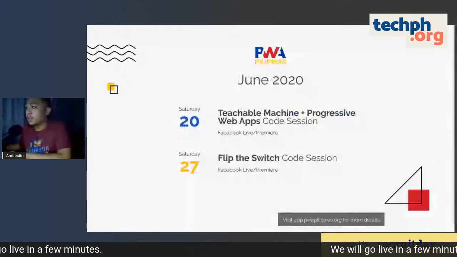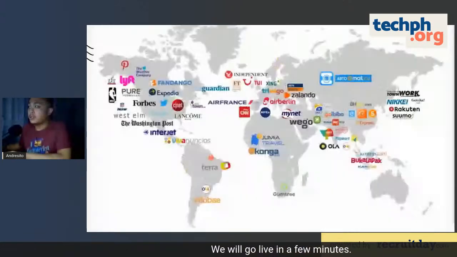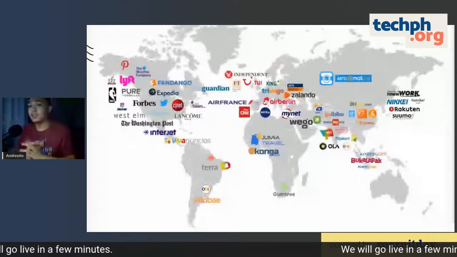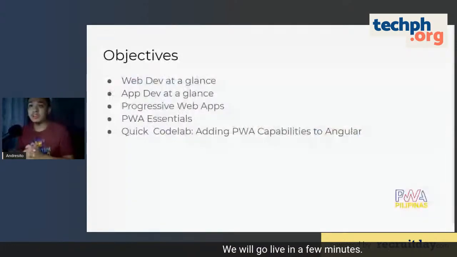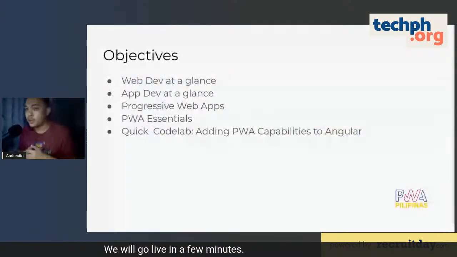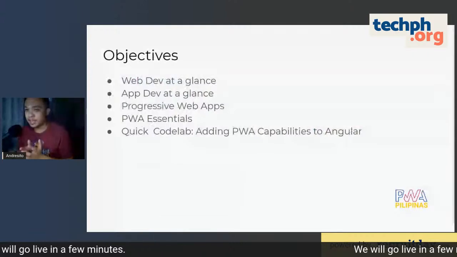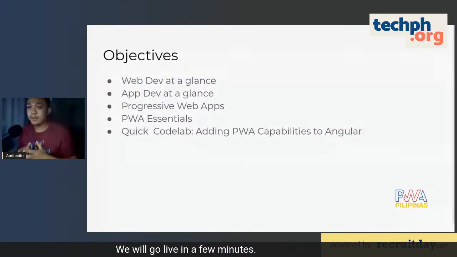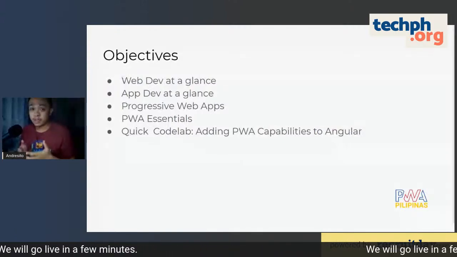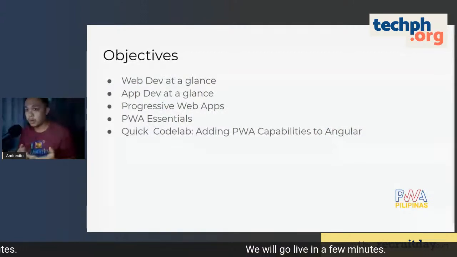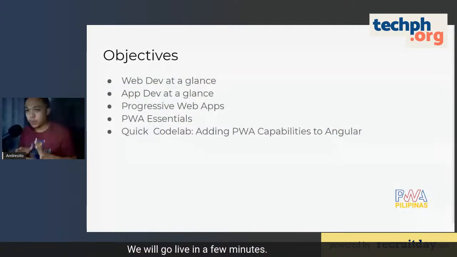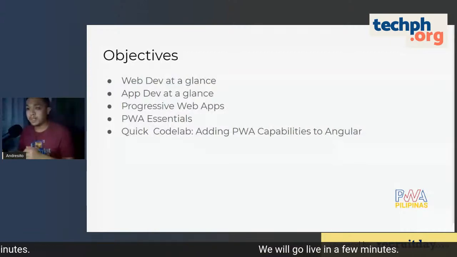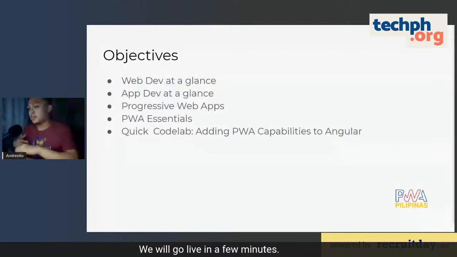So let's begin the introduction. Our objectives for tonight are to have a glance at web development, just for us to have a refresher. Also, we'll have a glance at app development, and we're going to look now at progressive web apps and look at the essentials, what needs to be added to your web apps to make them progressive. And we're going to have a really quick code lab about adding progressive web app capabilities to your Angular projects.